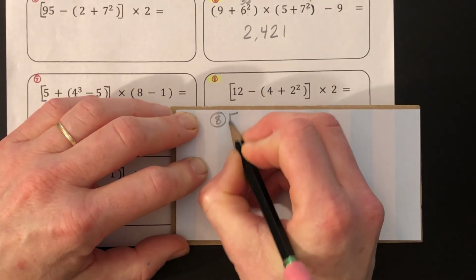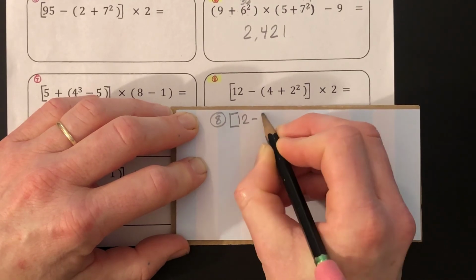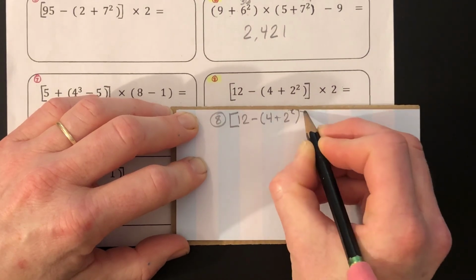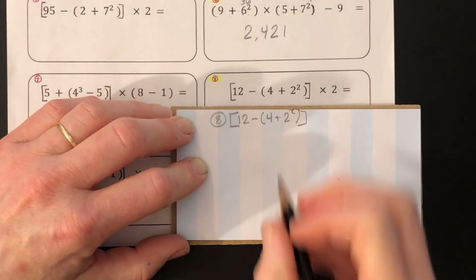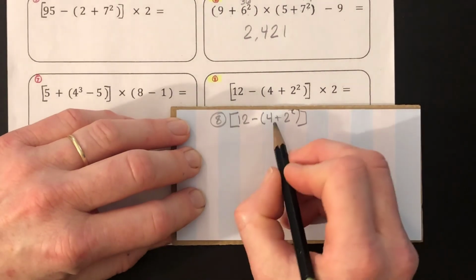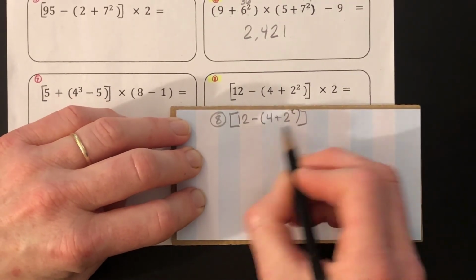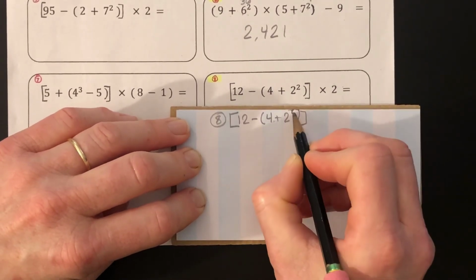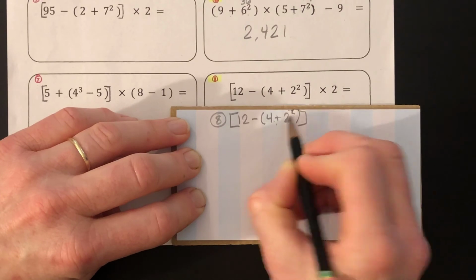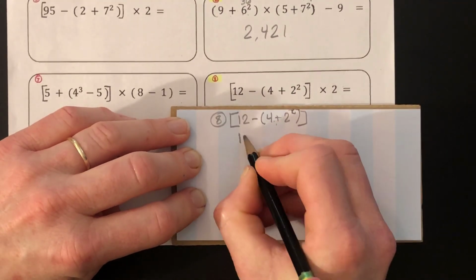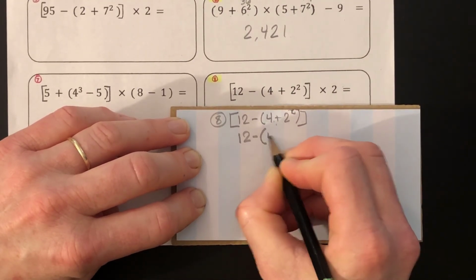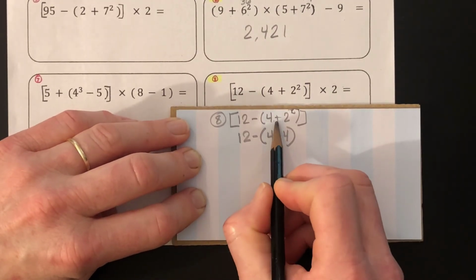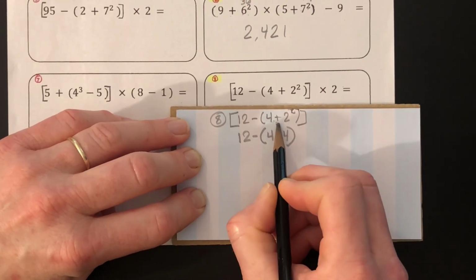So we'll start with what's inside the brackets. 12 minus 4 plus 2 squared brackets. I need to write a little lower. Inside my brackets, I have parentheses. This is where I will start. We have 2 operations. We do exponents before addition. 2 squared is 4. So I'm going to write 12 minus 4 plus 4. I keep these parentheses because there's still an operation inside. I can't get rid of them until I get rid of all the operations.